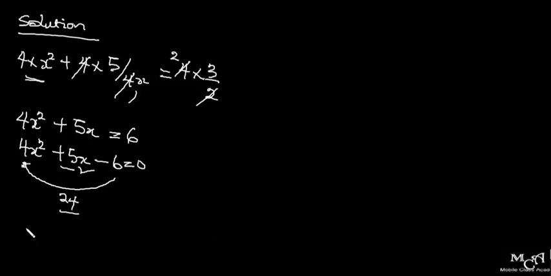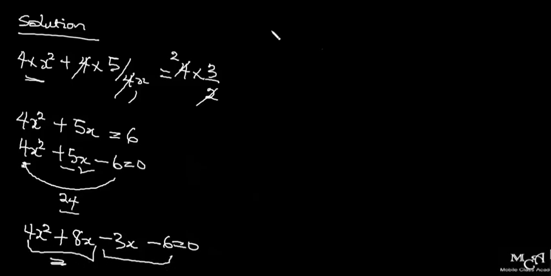Let's clear the board. So from here now, I'm going to do 4x squared plus 8x minus 3x minus 6 equals 0. From here, I'm going to group this, and I've grouped this equation into 2. So what's the common factor here in group 1? The common factor is 4x. So I'm going to put the 4x outside. If I take out 4x from 4x squared, I'm left with x. So 4x times x will give me 4x squared.